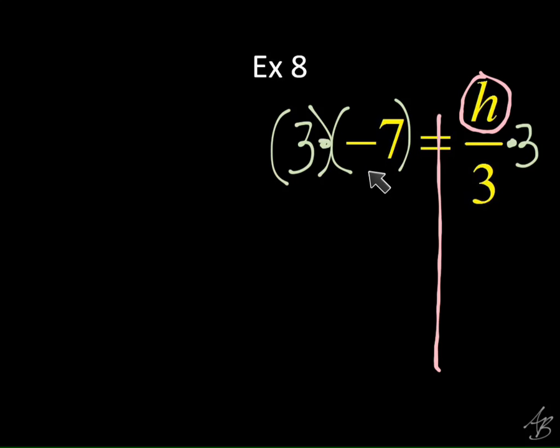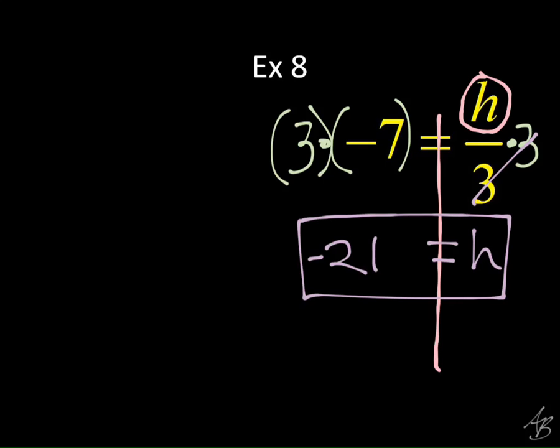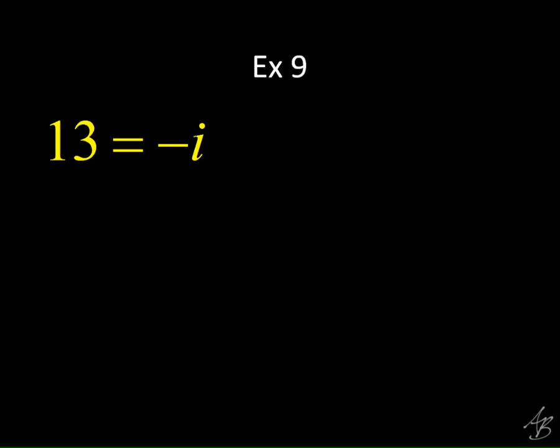So what is 3 times negative 7? Okay, good. So 3 times 7 is 21. This is going to be a negative 21 because a positive times a negative is a negative. Always. Doesn't matter which one's bigger, it's always going to be negative. All right, so we get negative 21 on the left. On the right, what's going to cancel? The 3's. And so what's left? The h. So we get negative 21 equals h. Example 9. 13 equals negative i.